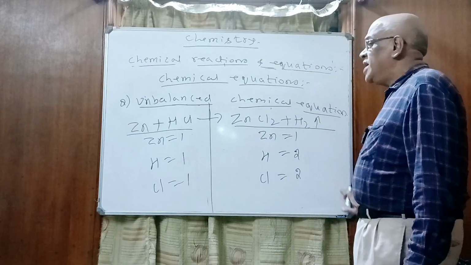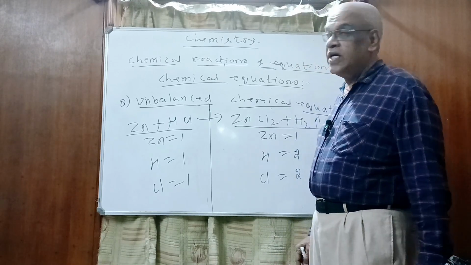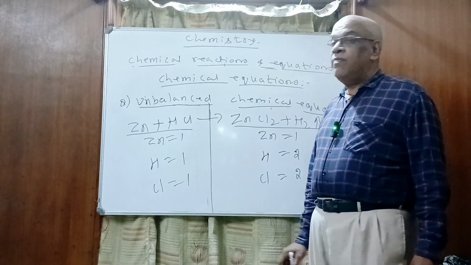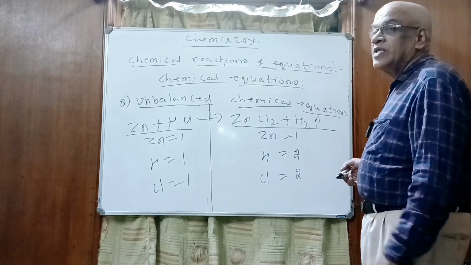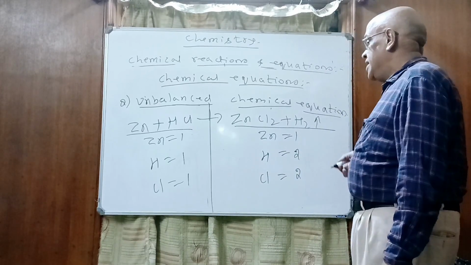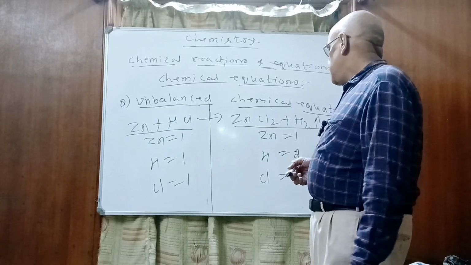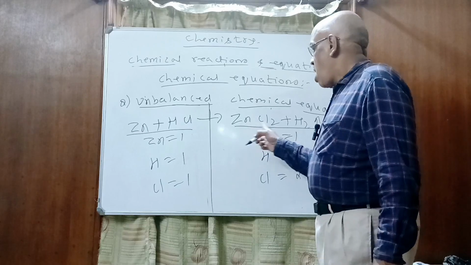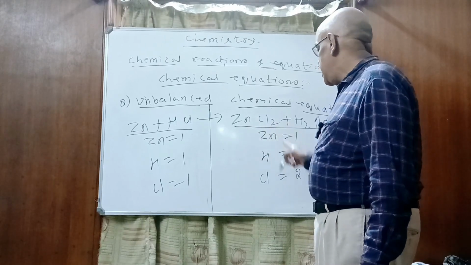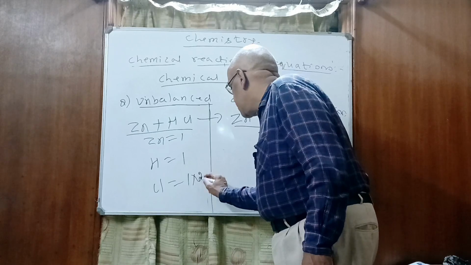Why do we have to balance the chemical equation? To obey the law of conservation of mass. In a chemical reaction, the mass of the reactants should be equal to the mass of the products. Atoms can neither be created nor destroyed. Dalton's law is also based on the laws of chemical combination. Zinc, chlorine. How many chlorine here, children? 2. Here how many chlorine? 1. Multiplied by 2.